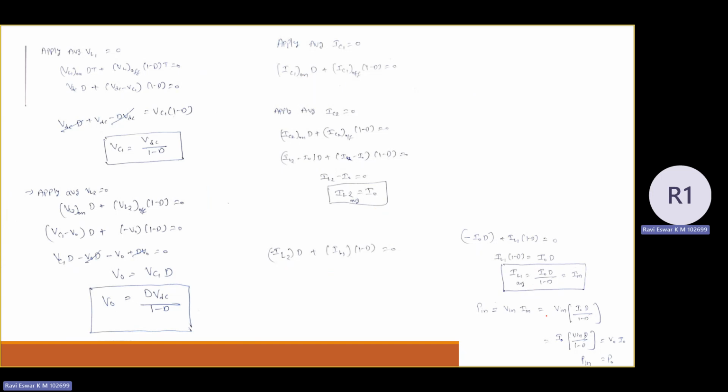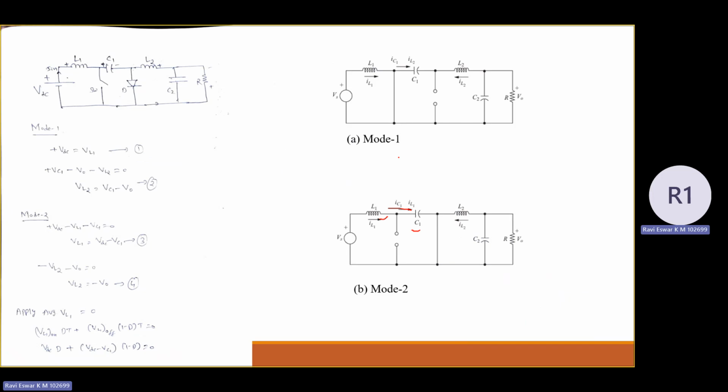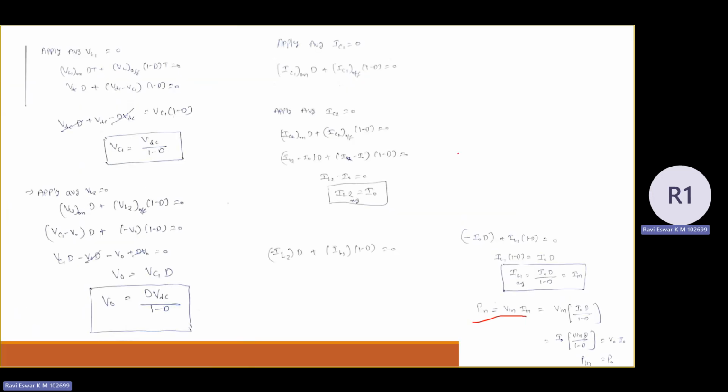Okay, let us see the input power. Input power is input voltage multiplied with input current. What is the input current here? IL1 only.